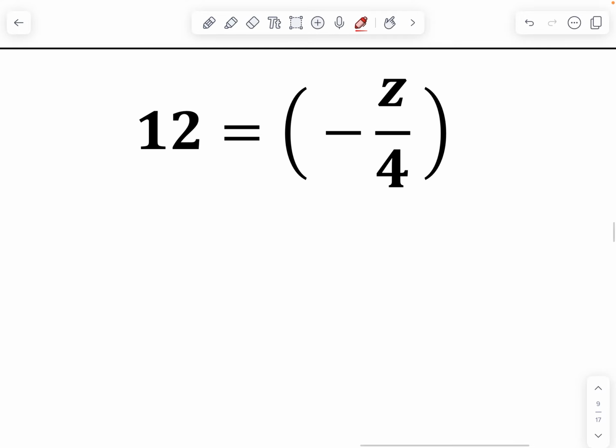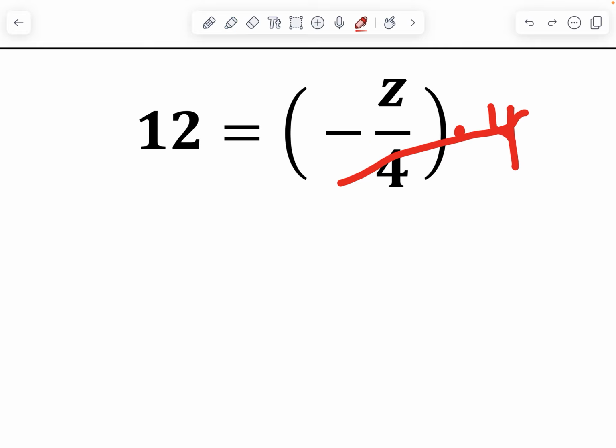And one last problem here. This one's a little weird because it has parentheses, but the parentheses are just grouping it all together. It doesn't really do anything here. So we still want to get the z alone, and it is currently dividing, so we need to multiply. If we multiplied by just 4, it'd cancel out the 4s, but we would still have that negative there, and we don't want the negative there.